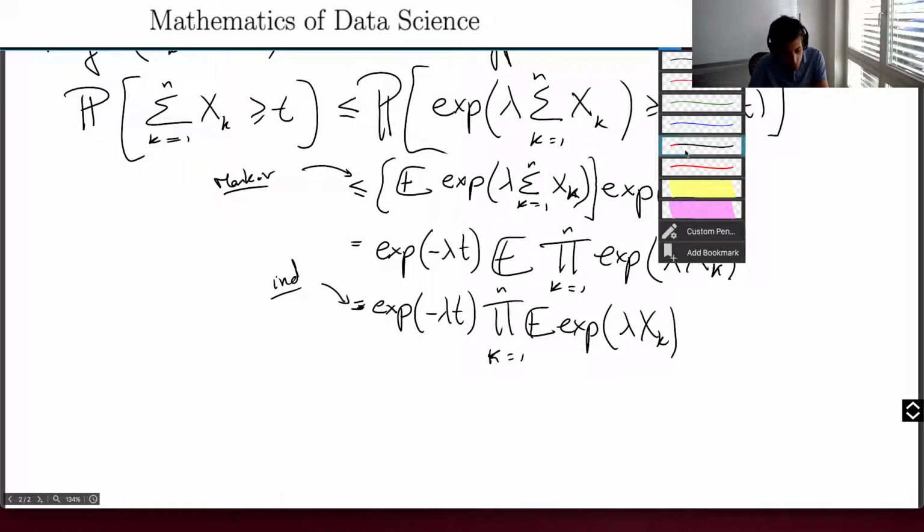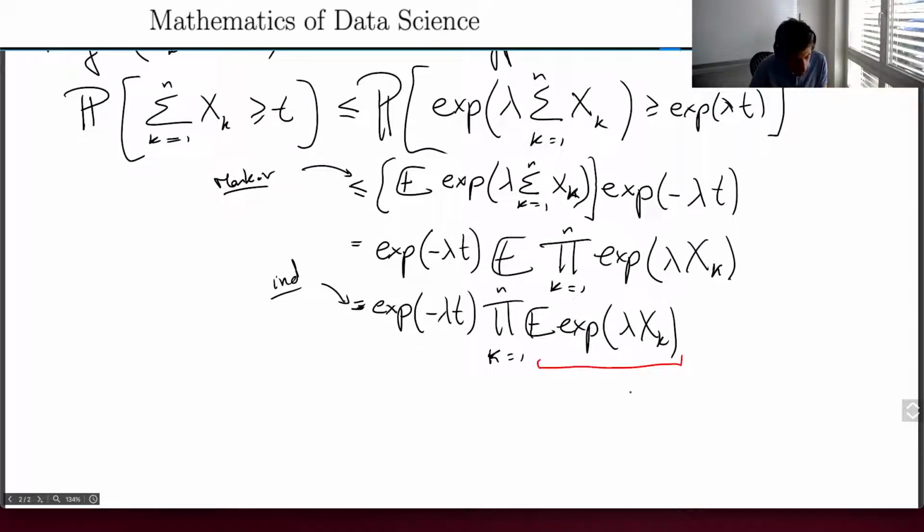So now what we have to do is understand this quantity, we need to bound this. We could of course bound it, since x_k is always smaller than a, by the exponential of lambda a, but it's not quite enough.